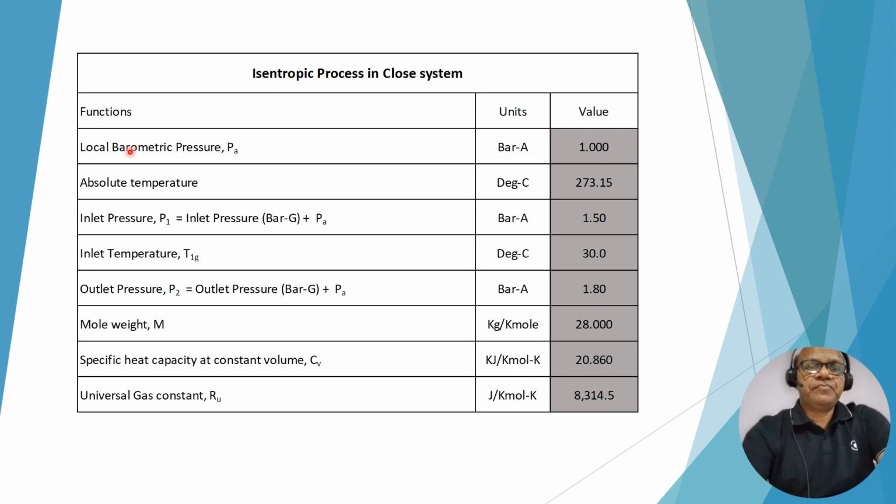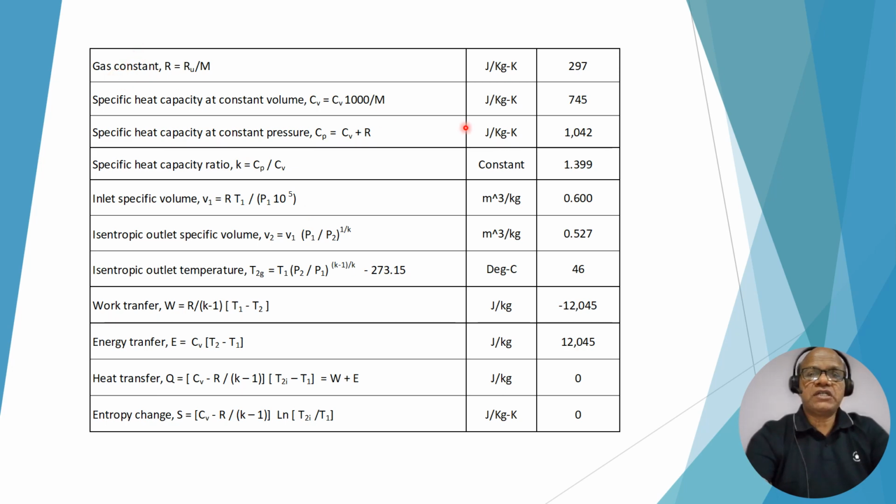So, the isentropic process in a closed system. Convert the inlet pressure: P1 is equal to gauge plus atmospheric pressure, that is 1.5 bar, inlet temperature 30 degrees, outlet pressure 1.8 bar, molecular weight 28, specific Cv is given, Ru is given. Now our gas constant is this, Cp is given, Cv is given, and Cv is converted by multiplying by 1000 for joules and dividing by M to get joule per kg. Then Cp is Cv plus R, K is Cp by Cv, V1 is calculated, V2 is calculated, T2 is also calculated, then the work done is calculated, which is minus 12,045, and the internal energy transfer is Cv into (T2 minus T1), which is 12,005. So heat transfer is 0 and entropy change is 0.